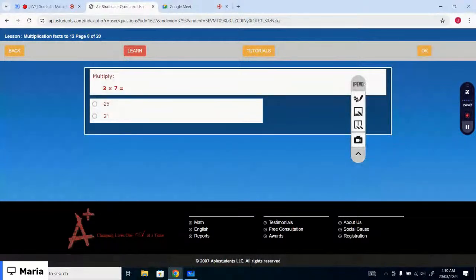The next one is 3 times 7. Which is the correct option? 3 times 7 is 21. It is option number 2 is the correct option.